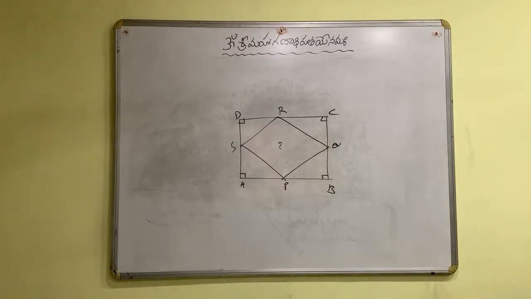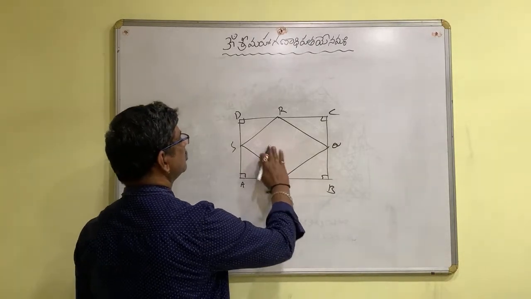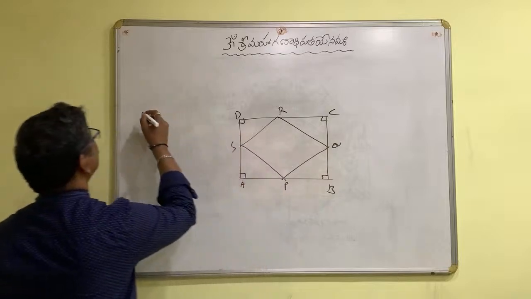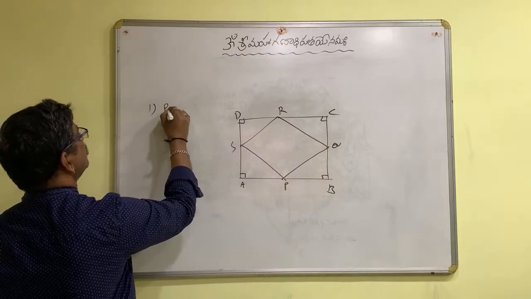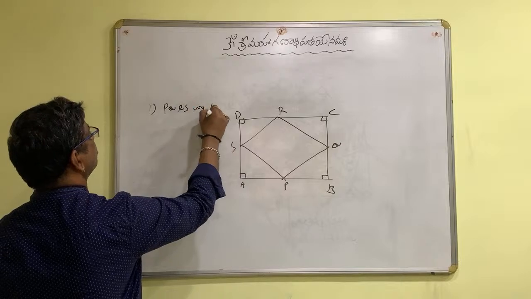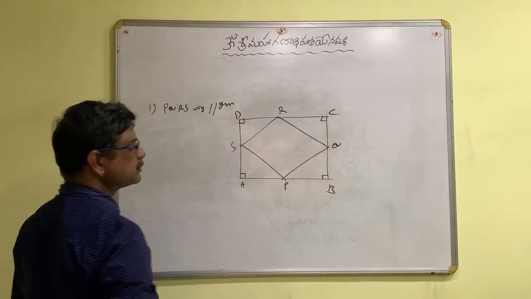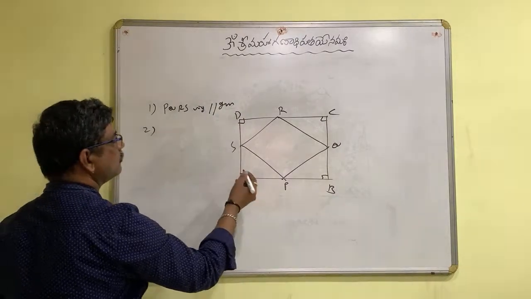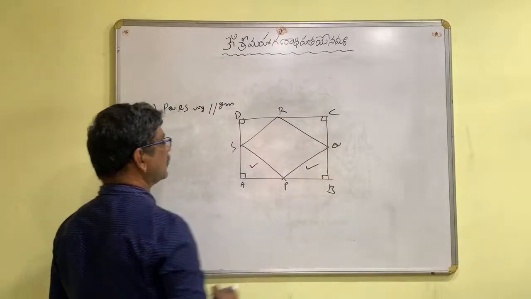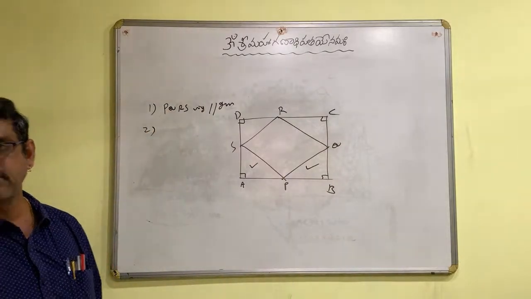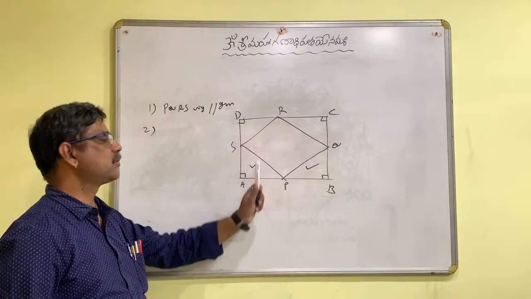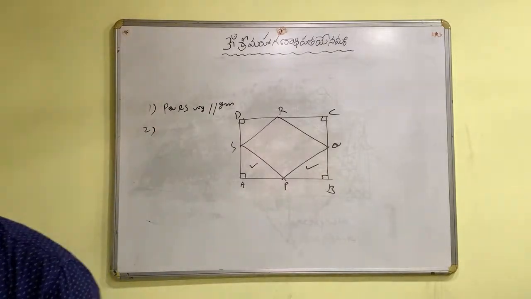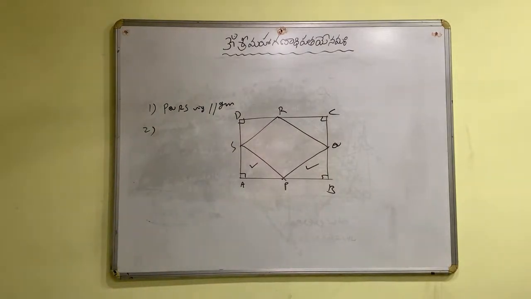Okay? How to prove it? In step 1, we have to prove PQRS is a parallelogram by using the midpoint theorem. In the second step, if we prove these two triangles are congruent, then by CPCT PQ is equal to PS. A parallelogram with adjacent sides equal is a rhombus. Okay?